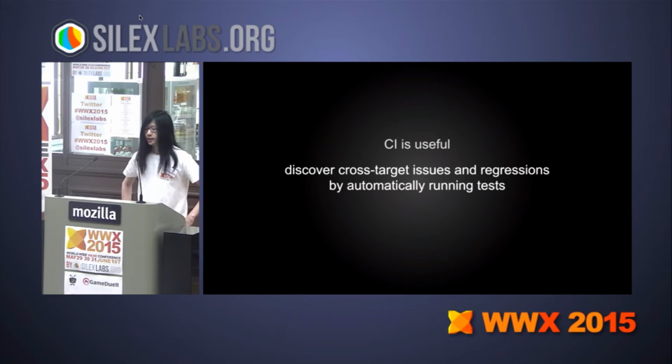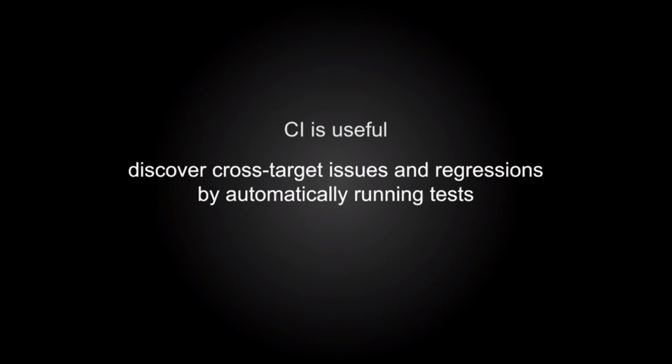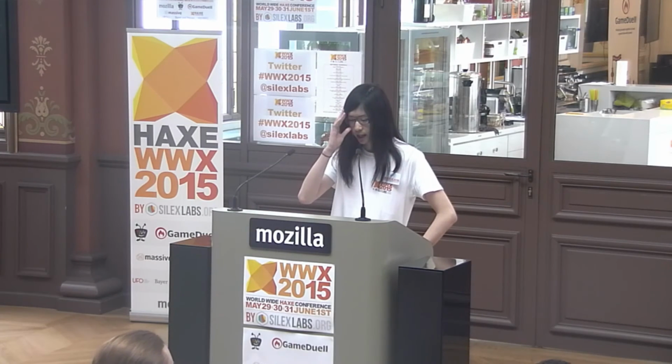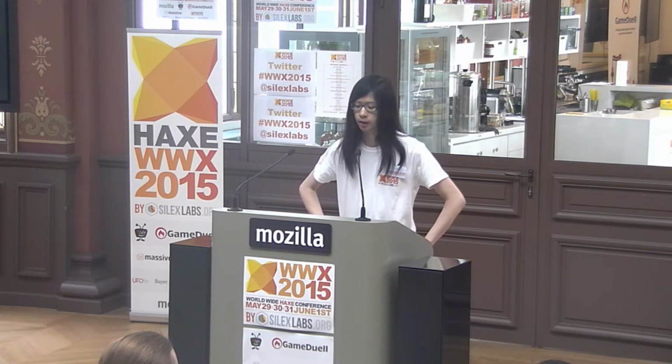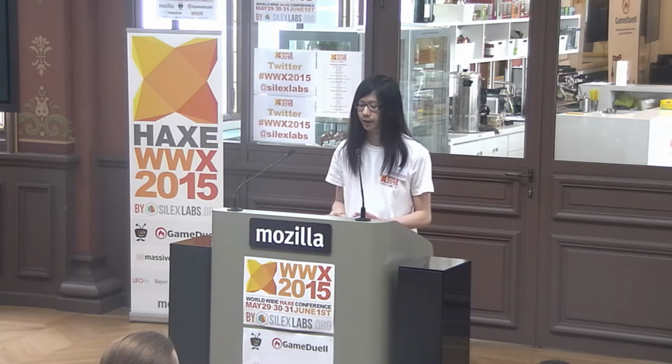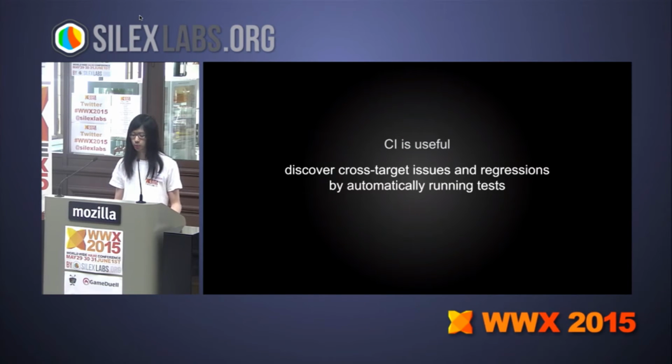And it's really clear to us that CI is helpful, letting us discover cross-target issues and regressions by automatically running tests on the build server. If every Haxe library starts to use CI to give some promise to users that newer versions would never break their code, then we can possibly say goodbye to the nervous feeling that every time we decide to upgrade our Haxe libraries, we worry that the project will no longer compile or will fail at runtime.